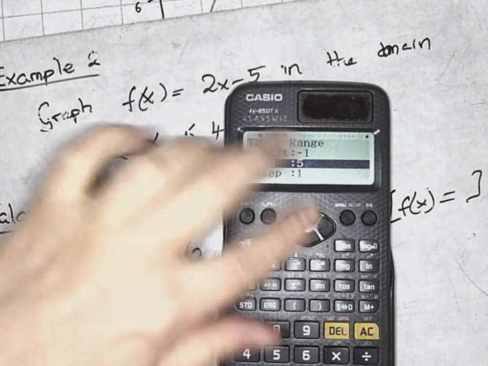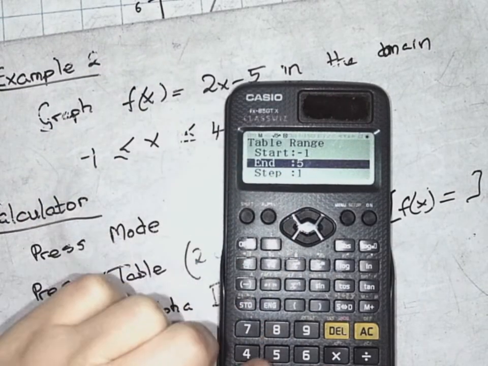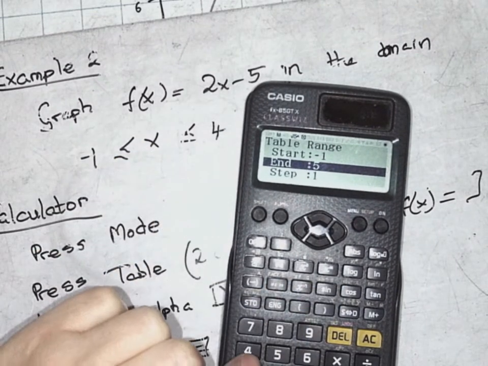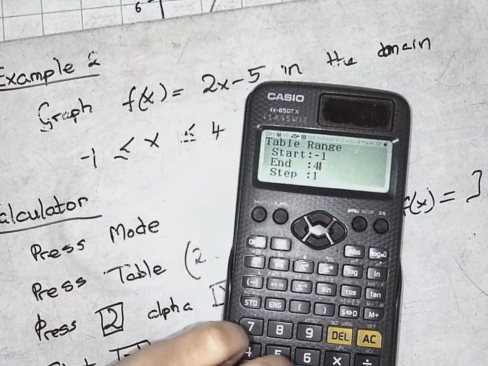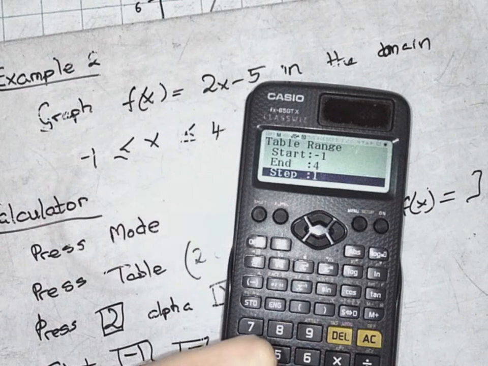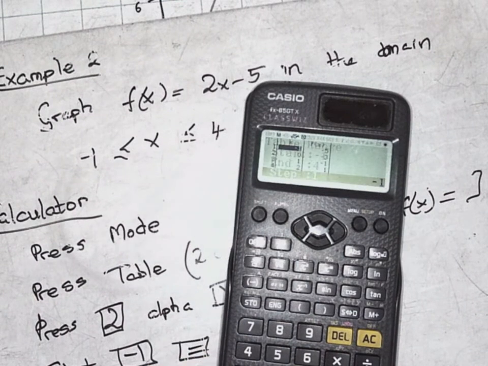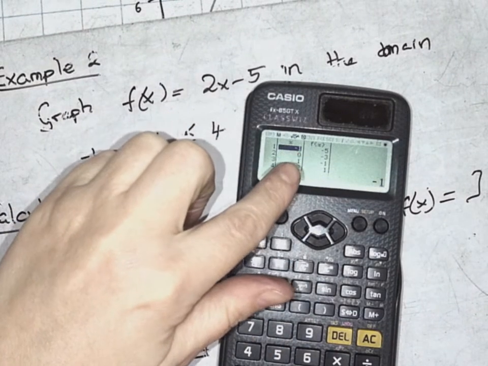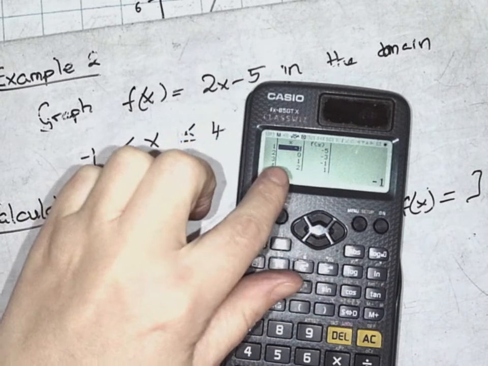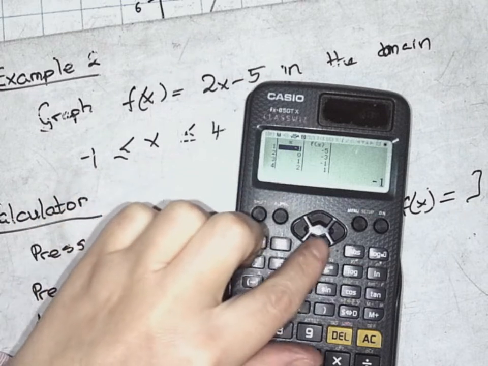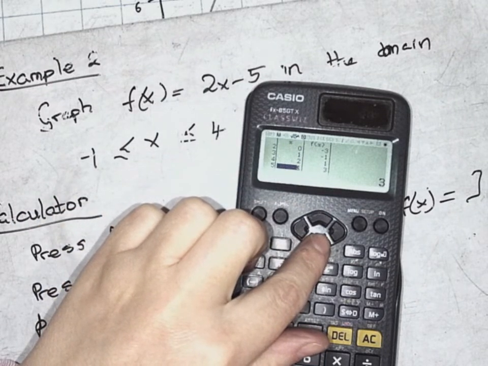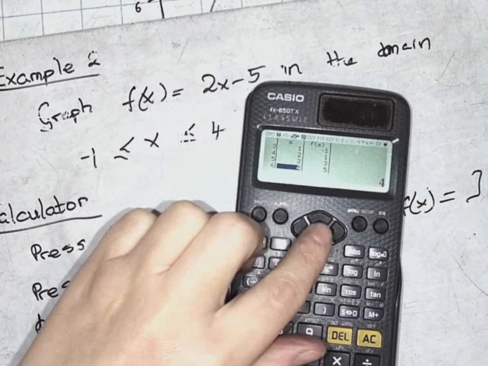End, then yours will be slightly different, but the same words will come up. The end is 4, right? Because you want between minus 1 and 4. So the end is 4, so press 4, right? Then yours will come up, it's always step 1. Step 1 comes up, so you just enter it, right? Just press equal sign and move it on. And then you get your table of values. So you'll have -1, -5, 0, -3, 1, -1, 2, 1. And to get the rest of them, use the down arrow: 3, 3, and 4, 5.